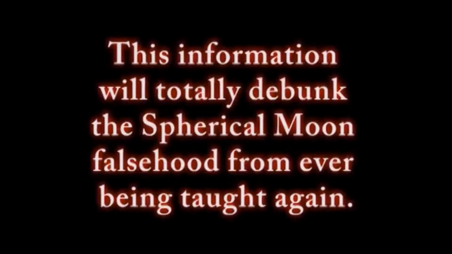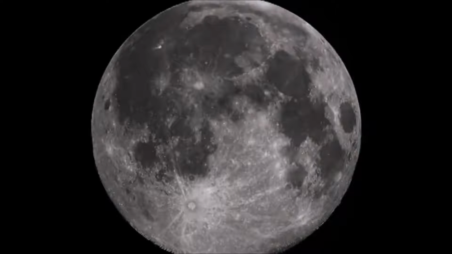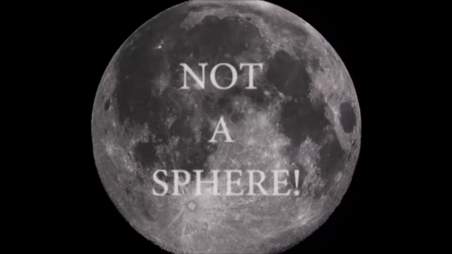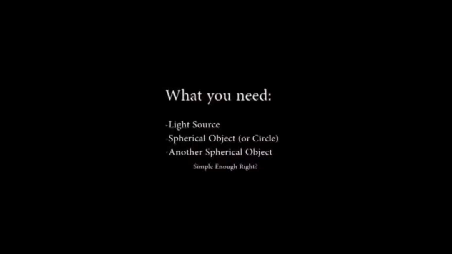Allow me to now share the information that will close the case forever on the possibility or the falsity of the moon being a sphere. The moon is 100% absolutely not spherical, and any lunar eclipse proves it, and you can prove it too. All you need is a light source and two spheres. On the right, I'll be showing video footage of past lunar eclipses that we are all familiar with. And on the left, I will be showing what a shadow moving over a sphere actually looks like.